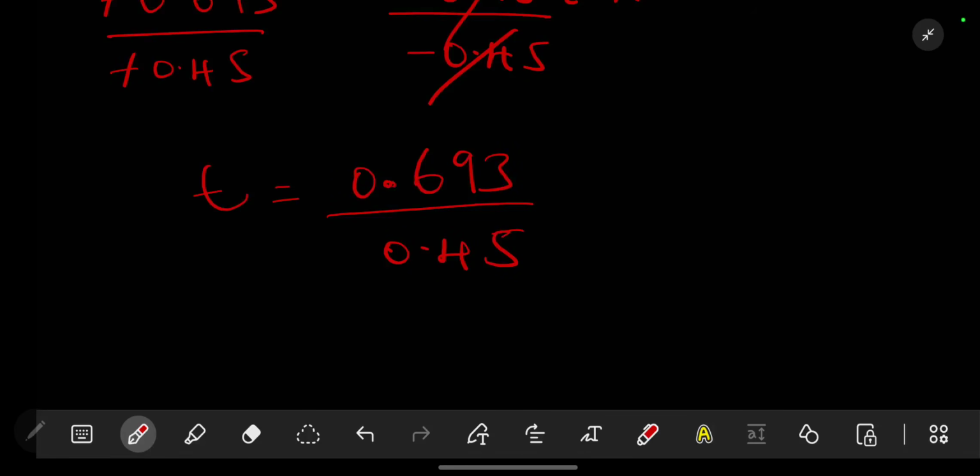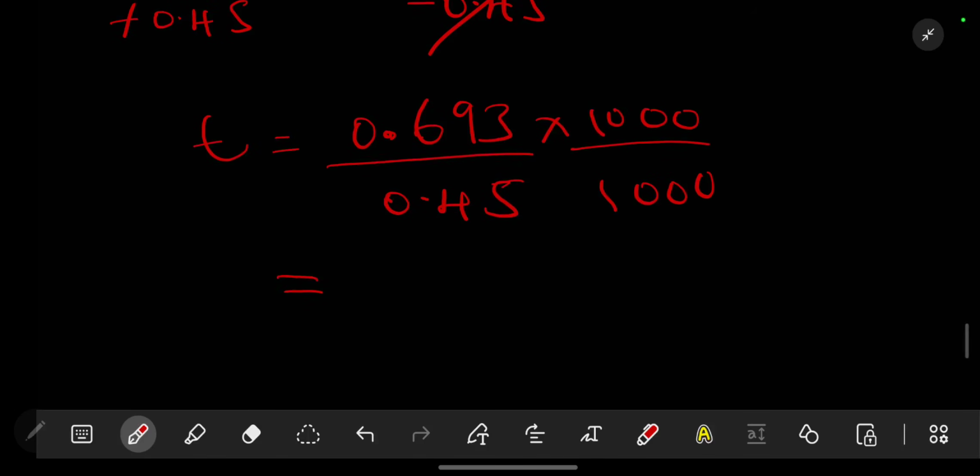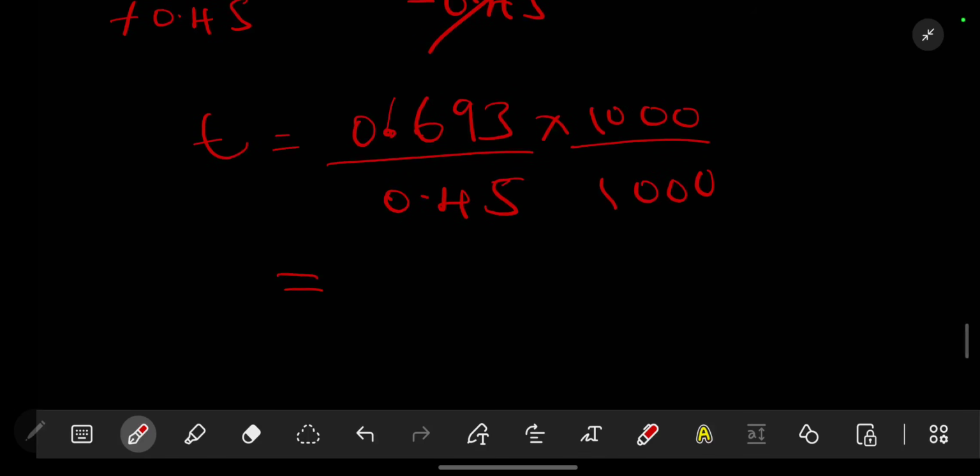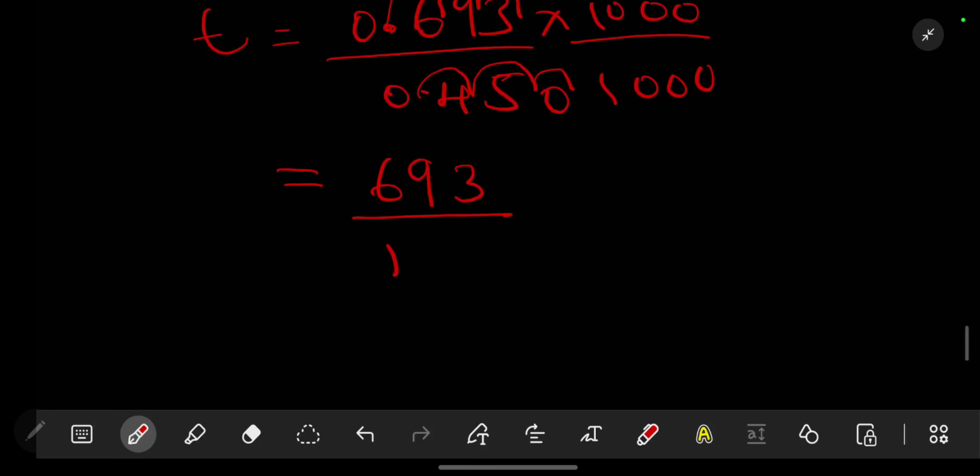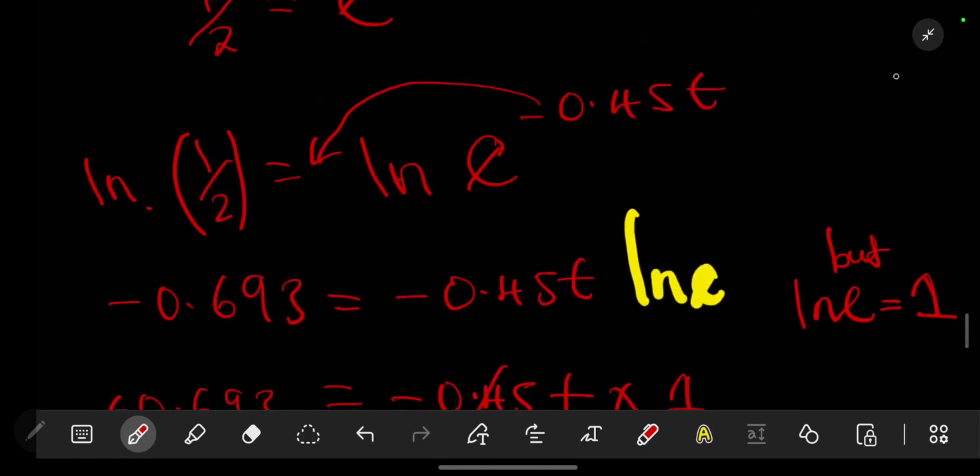Now to get rid of the decimal point, since this one has got 3 numbers, multiply by 1000 on both numbers. What you do on top, do at the bottom, or vice versa. So the decimal point will move 3 times. We have 693 over, then this one will be 1, 2, and another one, so there will be an addition of a 0. So we have over 450. So this is our time.